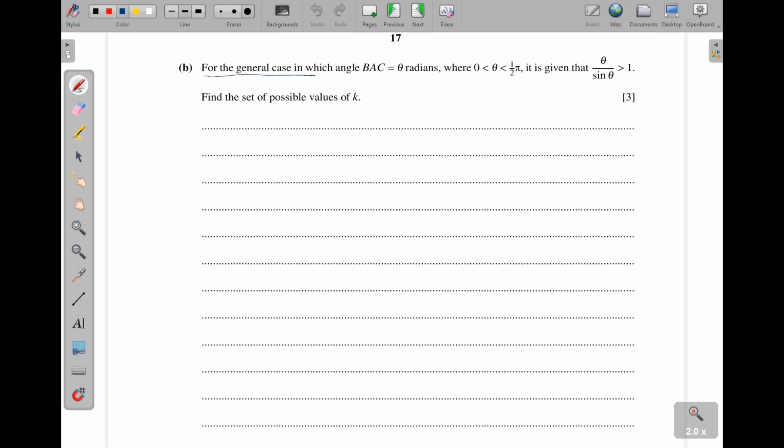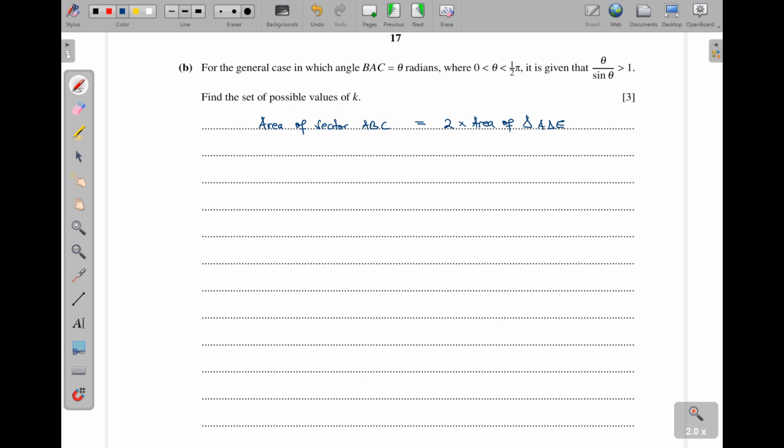Part B, for the general case in which angle BAC is equal to theta radians, where theta ranges from 0 to pi over 2, it is given that theta over sine of theta is greater than 1. Find the set of possible values of k. Now, from the previous calculation, we have seen that area of the sector ABC is equal to 2 times the area of triangle ADE.